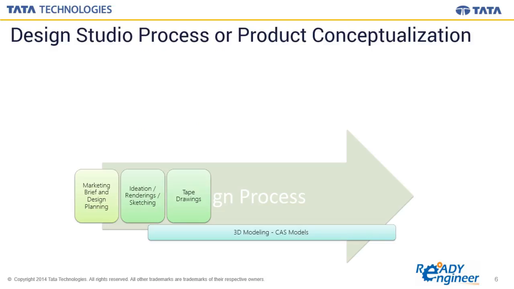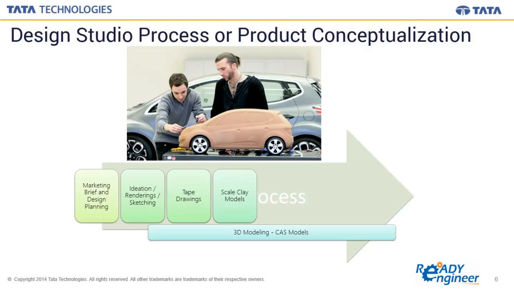During the ideation process and the tape drawings, a parallel activity of CAS modeling, or digital clay modeling, starts. There, the modelers take the sketches and try to make a digital model out of them. That helps the designers to better visualize their sketches and make some changes if required. And these models are further used to make scale clay models. They are used to first machine the clay models, and then the designers sit on them and try to refine the model as much as they can.